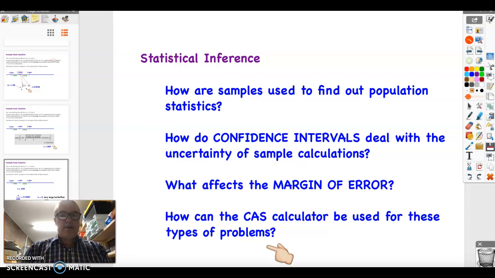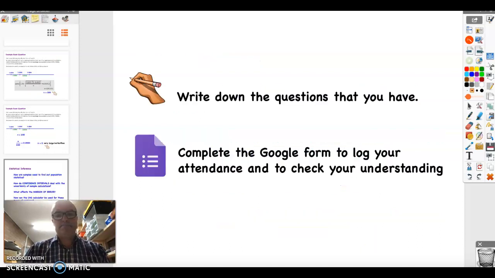So we've done some statistical inference. We've seen how samples are used to find out population statistics. We've talked about confidence intervals, how this helps us deal with uncertainty, what affects the margin of error between those confidence intervals, and we've talked about using a CAS calculator.